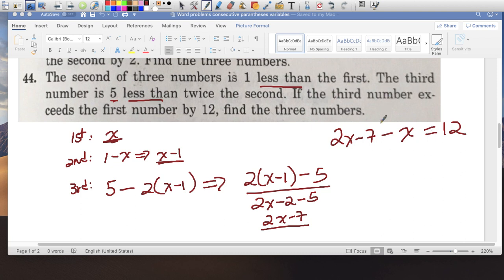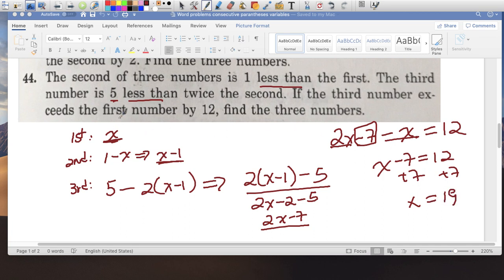Wow, talk about easy equations. So I guess the difficult part would be setting up your first and second and third numbers. So 2x minus x, so I can combine like terms, combine this guy with this guy. And 2x minus x is just x. And then minus 7 equals 12. Throw the 7 to the other side, and we've got x equals 19.